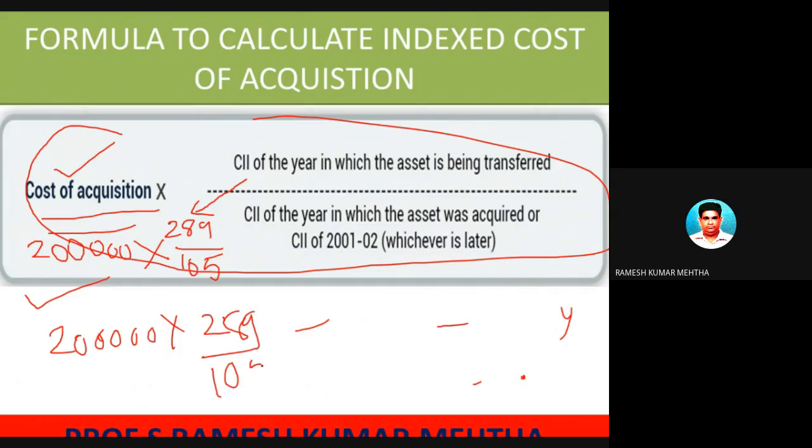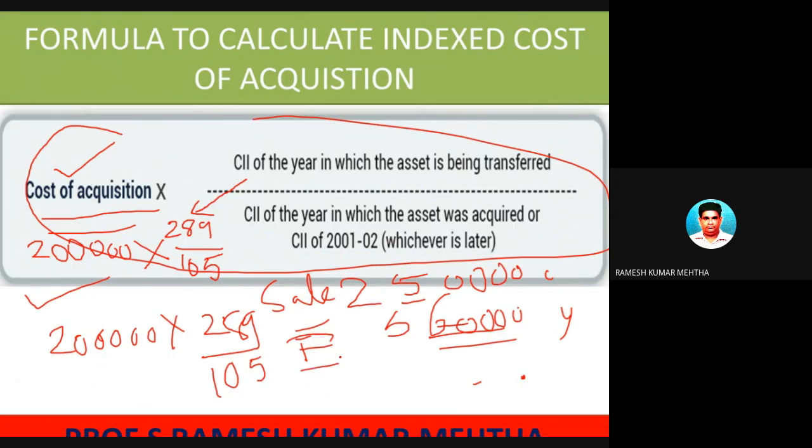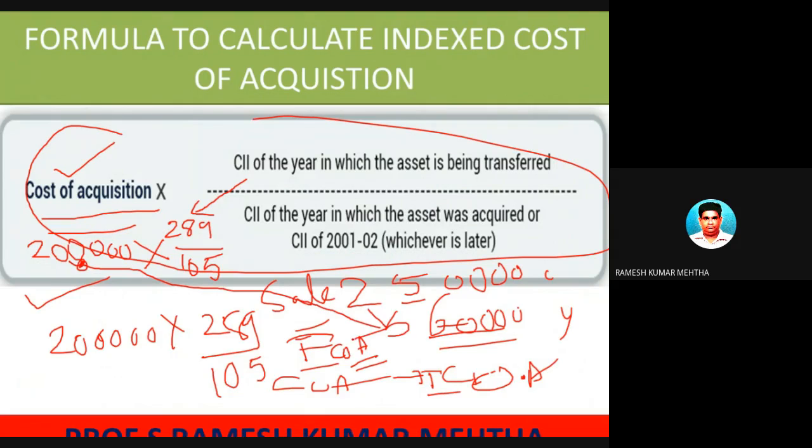It's approximately 5,60,000. Okay, approximately. I have not calculated it, so it's approximately 5,60,000, and it is given in the problem that Mr. X has sold it for 25 lakhs. So this is the sale price, and this is the indexed cost of acquisition, not the cost of acquisition, because the cost of acquisition was converted to indexed cost of acquisition. Cost of acquisition is 2 lakh rupees. Indexed cost of acquisition is 5,60,000 rupees.